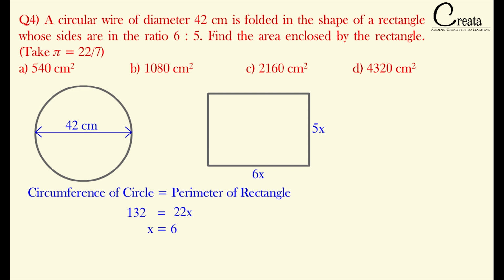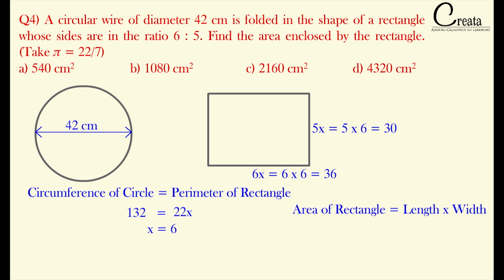Let's find the value of the sides of the rectangle, that is 5x and 6x. So we got the side of the rectangle as 6 into 6, that is 36 cm, and 5x, that is 5 into 6 as 30 cm. We got the sides of this rectangle. And in the question, we have to find the area of this rectangle, that is length into width. So we got the area as 30 into 36, that is 1080 cm square. That is the answer of the question.